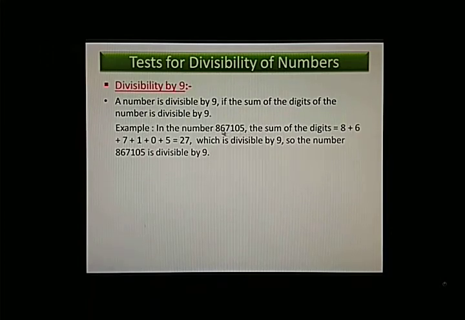Say in this example it's a large number, so we have taken the sum of all the digits. After that we got 27. So 27 is obviously divisible by 9. So therefore this whole number is divisible by 9.